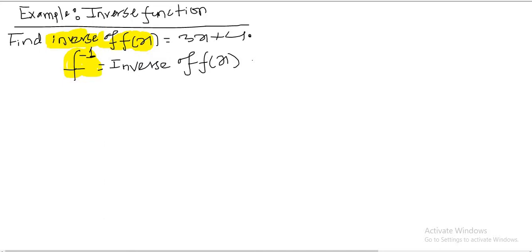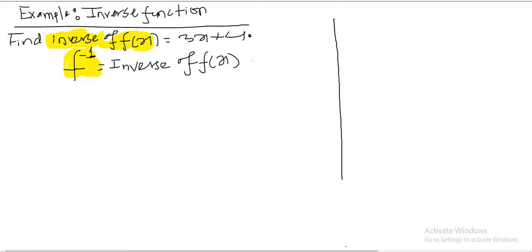In inverse functions, what we have to do is interchange the x component and y component. It means we have to interchange the range set and domain set of the given function. Is it or not? Yes, sir.